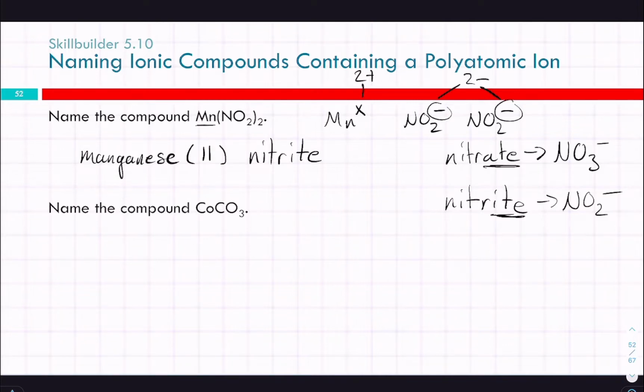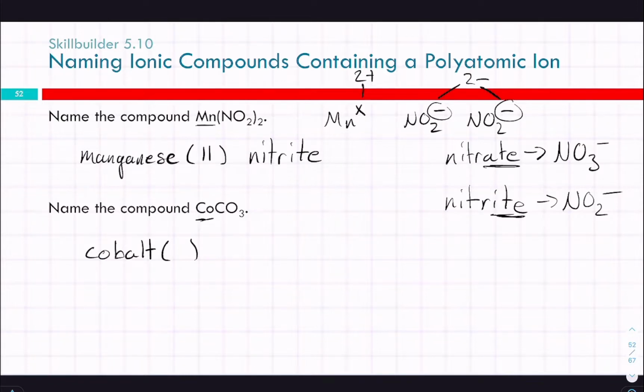All right, so for this next one, what's our first element here? Cobalt. Used in a lot of electronics, especially in touch screens. So cobalt is, again, an element or a metal that does not form a consistent charge. So we'll have to determine what that is.